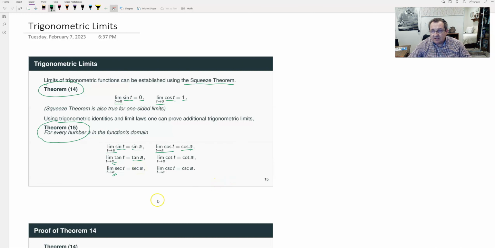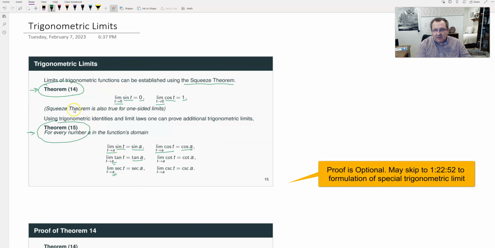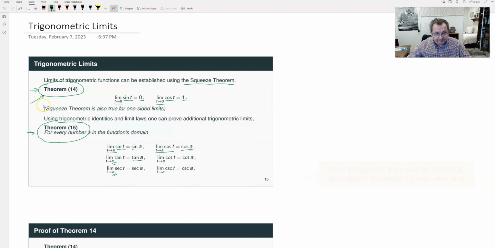What we're going to do next, we're going to prove theorem 14, and we will prove one statement in theorem 15. And if you would like, you can skip forward to the next theorem about special trigonometric limits, and then to a few examples where we work out trigonometric limits. Nevertheless, for those who are curious, I'm going to go through the proof of theorem 14 next.